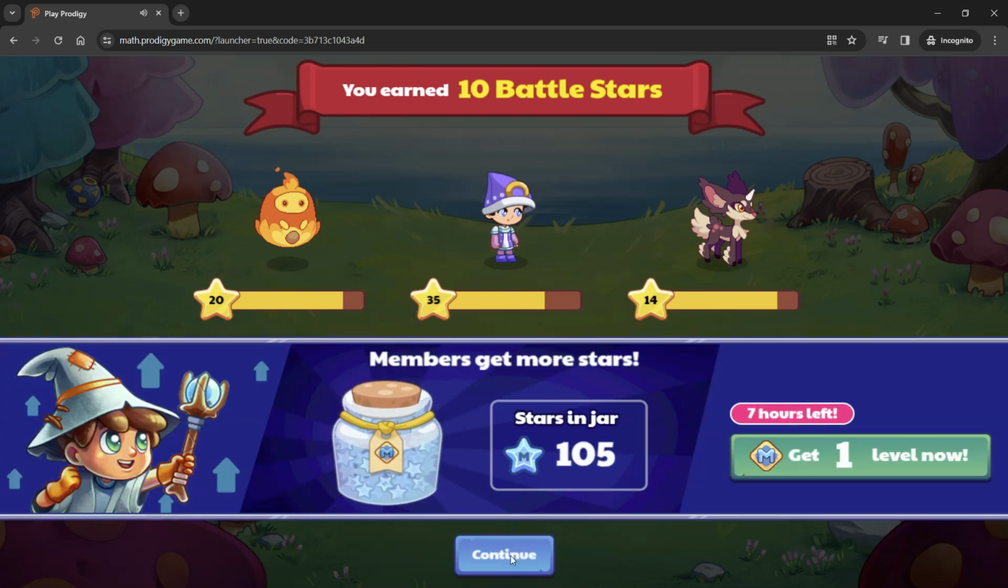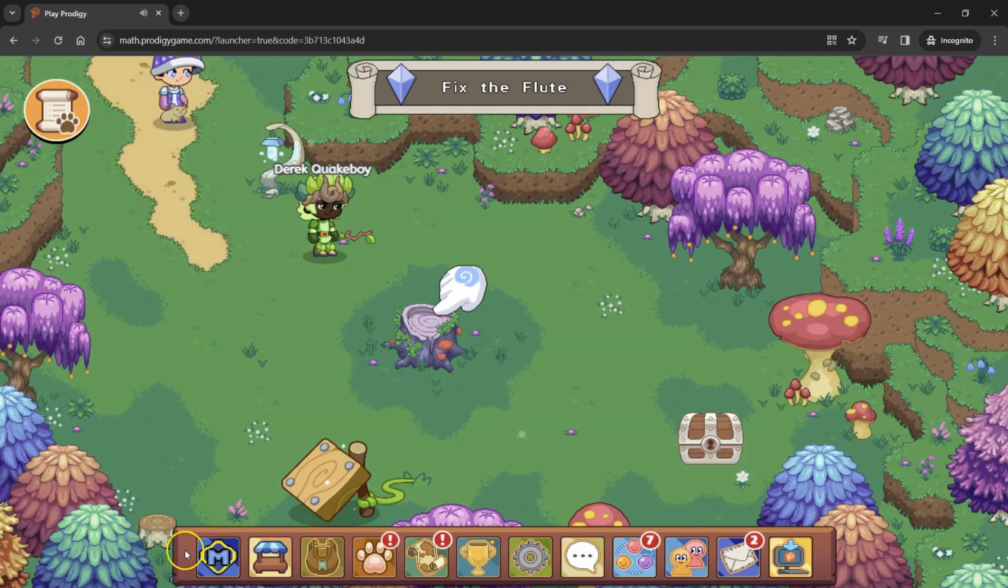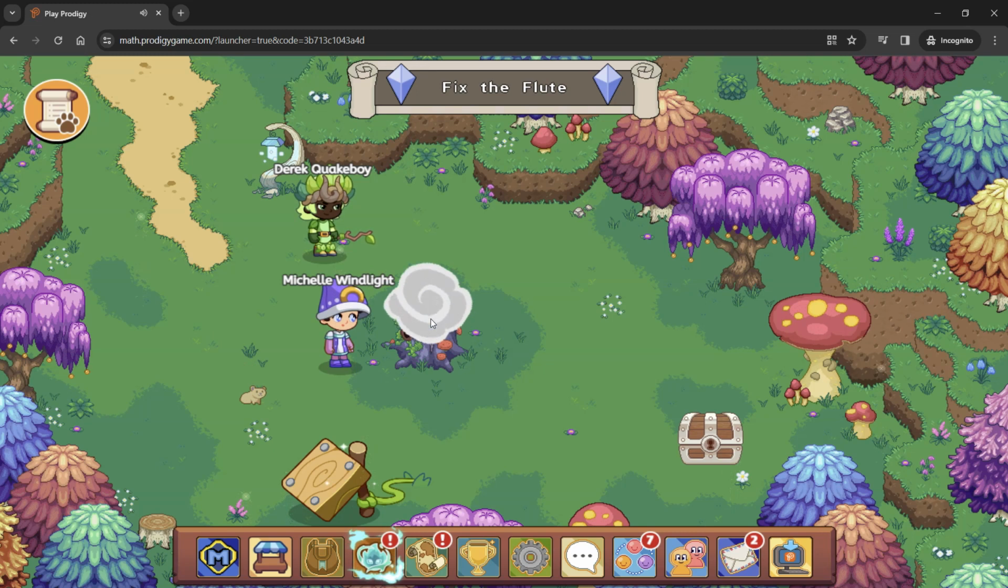Skip our jars and the stars in the jar. I was like, I don't remember where to go. Good thing there's a hand to help us. Here's the stump that we're supposed to go to. Fix the flute. Okay. See what happens next.